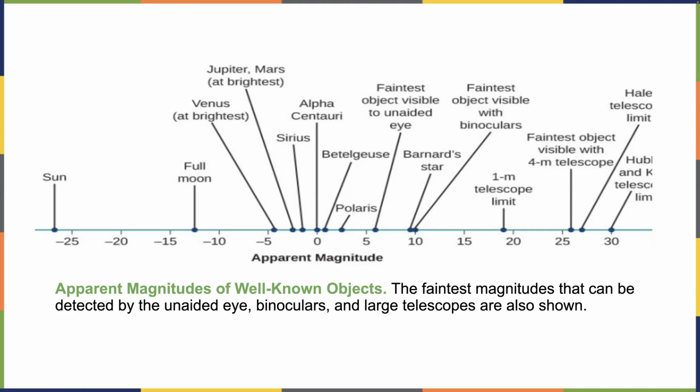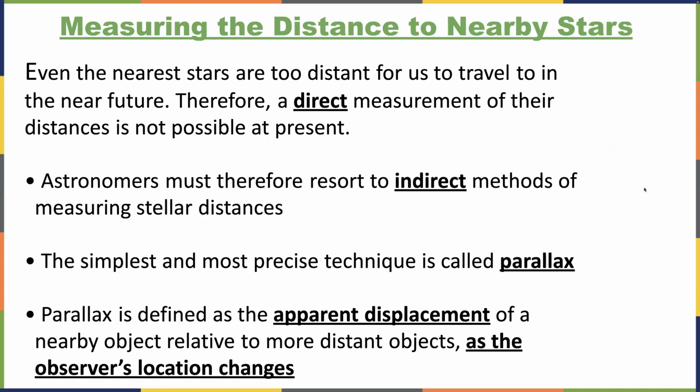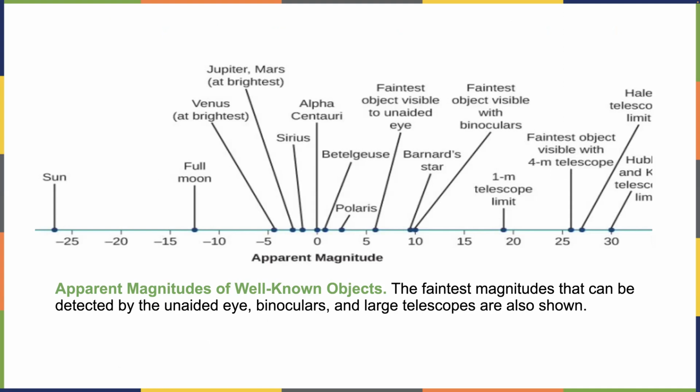And then we have the Hubble and Keck telescopes, which reach around 30th magnitude. The Hubble telescope is, by the way, a space telescope, and the Keck telescope is one of the larger telescopes, located on one of the mountains in the Hawaiian Islands. And so I hope you now have a good idea about these brightnesses that you see up in the sky and the magnitude scale, right?